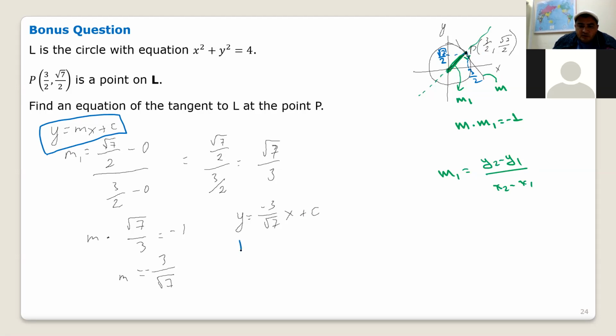So if you substitute here, square root of 7 over 2 should be equal to minus 3 over square root of 7 times, what is the value of x? 3 over 2. Oh, okay. You meant substitute it in. I thought you were telling me to work out another set of points for some reason.